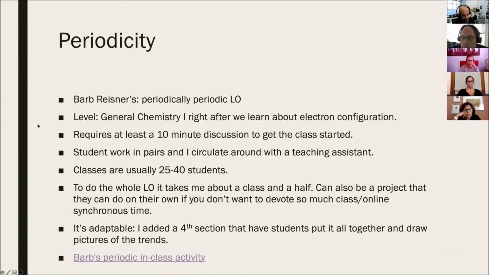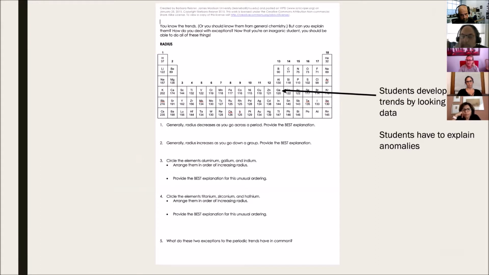All right, so this is what it looks like. This is the first page of the learning object. How this works is there are three periodic trends that we look at: atomic radius, ionization energy, and electron affinity. Each part is a trend. This happens to be the first part, which is atomic radii.